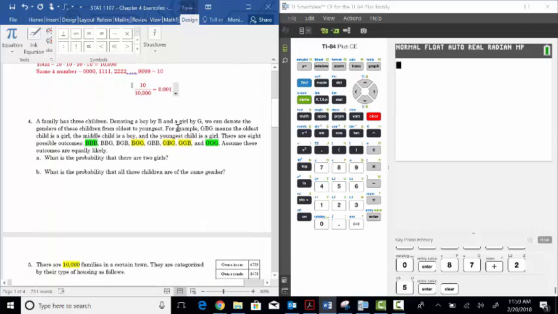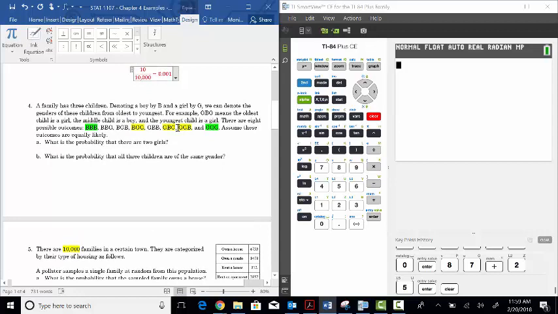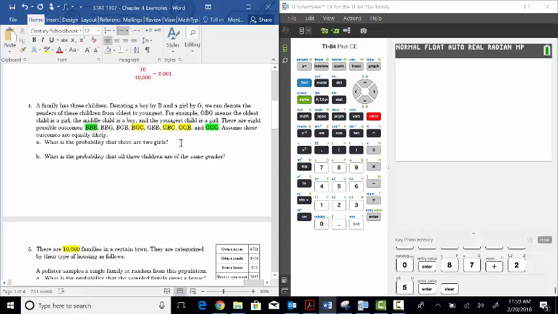Alright, next question. It says, a family has 3 children. Denoting a boy by B and a girl by G, we can denote the gender of these children from oldest to youngest. For example, GBG means the oldest child is a girl, the middle child is a boy, and the youngest child is a girl. There are 8 possible outcomes: BBB, BBG, BGB, and so on. Assume that these outcomes are equally likely. So the first question says, what is the probability that there are 2 girls?